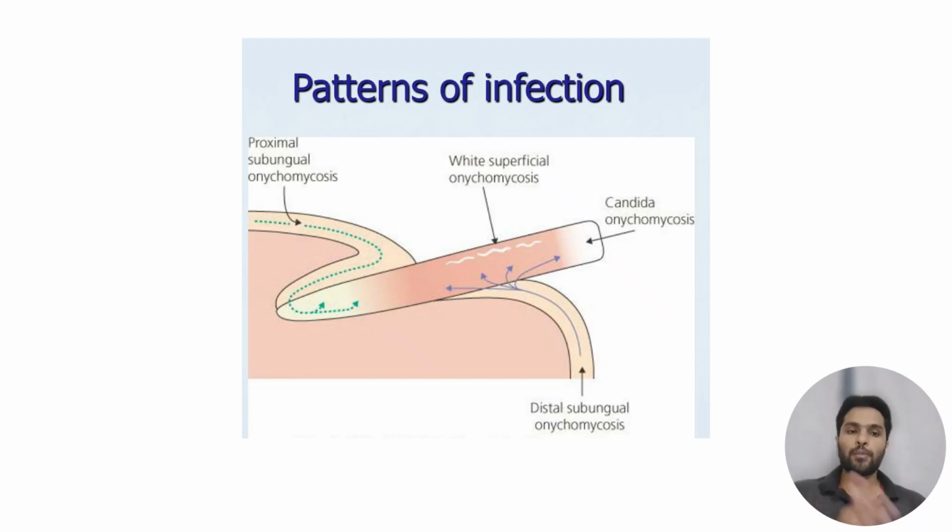This is an image of the patterns of infection. As we can see here, for proximal subungual onychomycosis, there is infection from the proximal side, while white superficial onychomycosis and distal subungual onychomycosis enter distally.